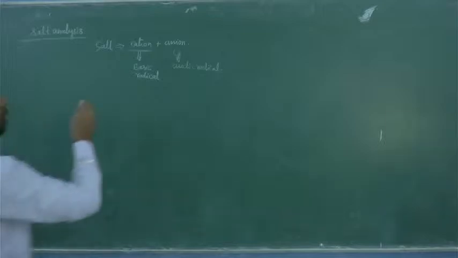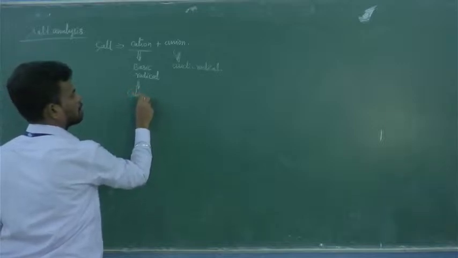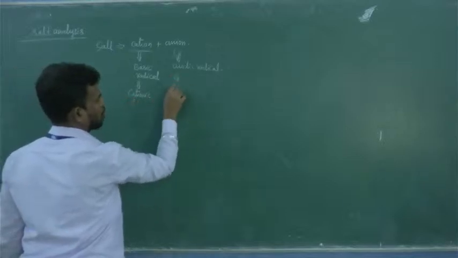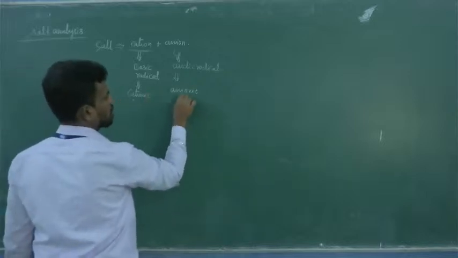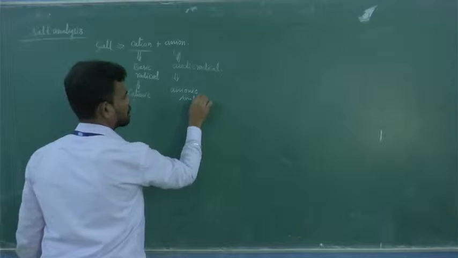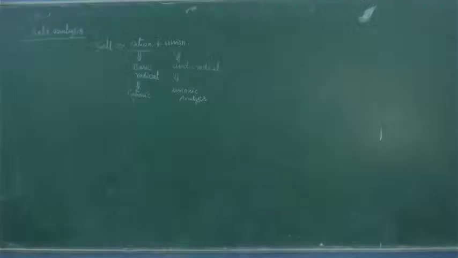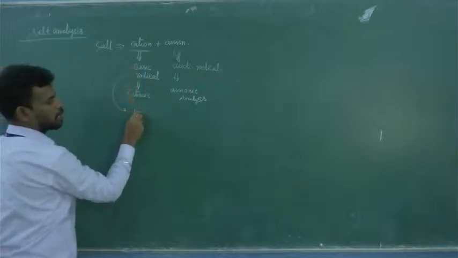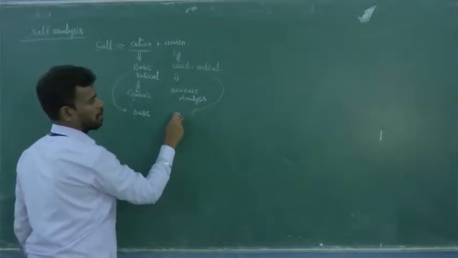So you can call this cationic analysis, and this one is called anionic analysis. This we have to do separately. Is it clear? Why is it called basic radical? Because this part always comes from base. Why is this called acidic radical? Because this part always will come from acid.